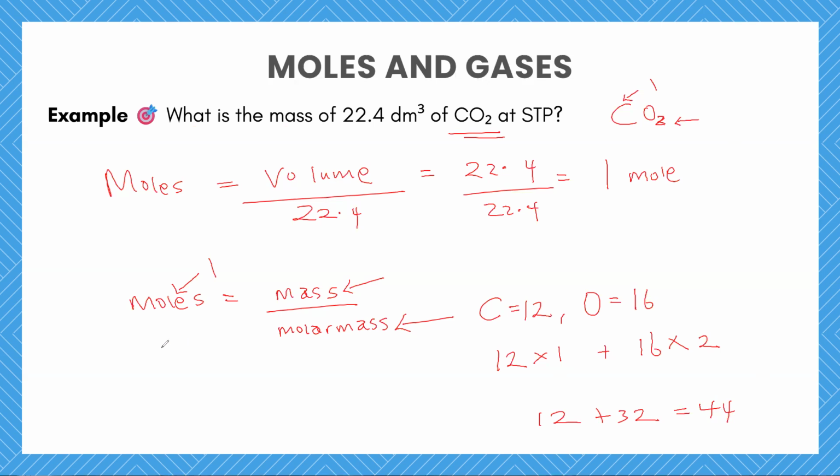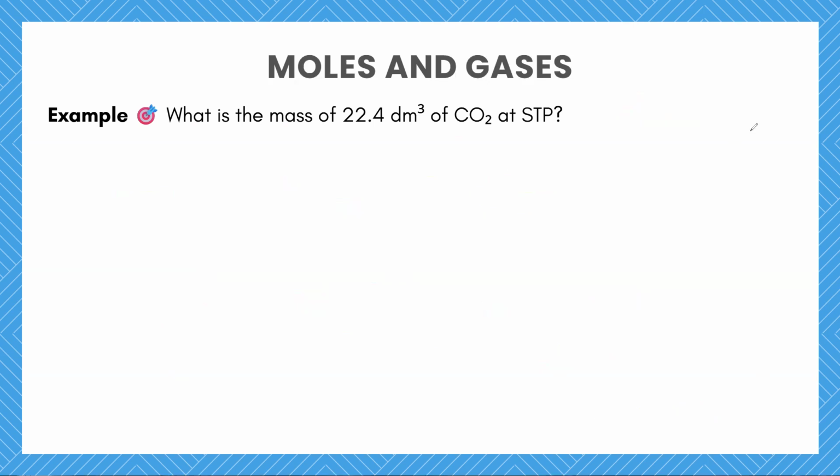So therefore, we know the number of moles to be 1. The mass is not given because that's what we're looking for. And then the molar mass is 44. So we can quickly plug in our values into this formula to find the amount in mass. So let's do that very quickly.